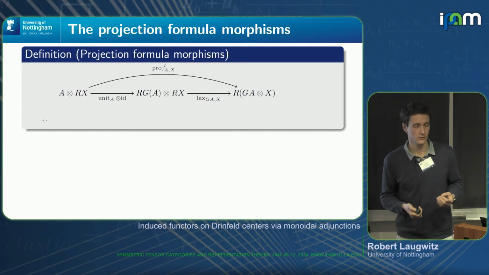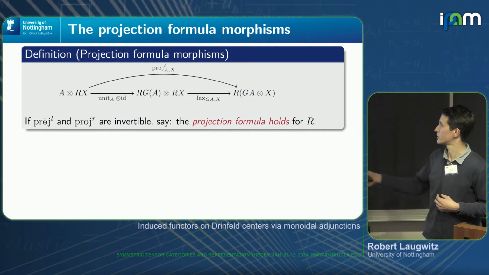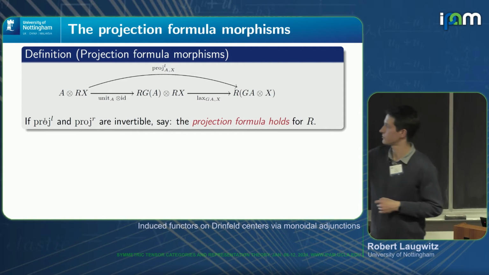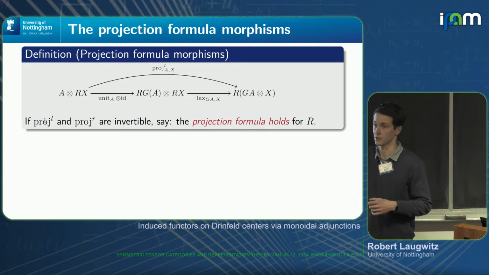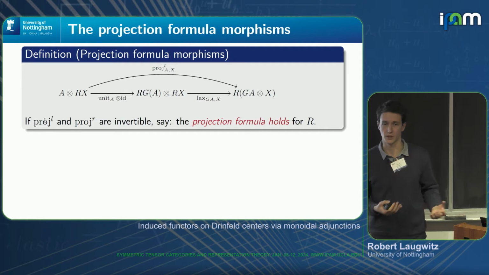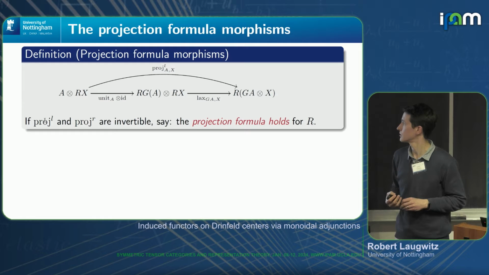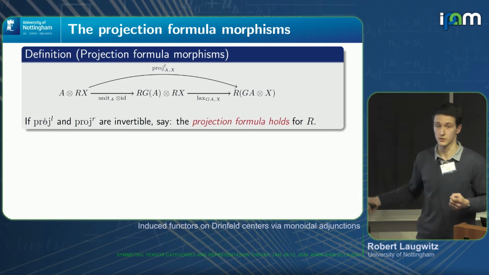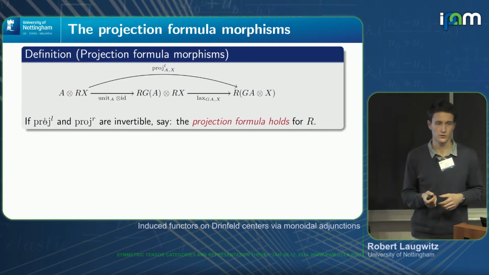So this you can always define for a monoidal adjunction, or even slightly weaker. And there's an analogous right version of this, where instead of having A on the left, you have A on the right. So there's basically just a completely analogous right version of this natural transformation. And we say that if both of them are invertible, we say the projection formula holds for the right adjoint. It's somehow a property of the right adjoint.